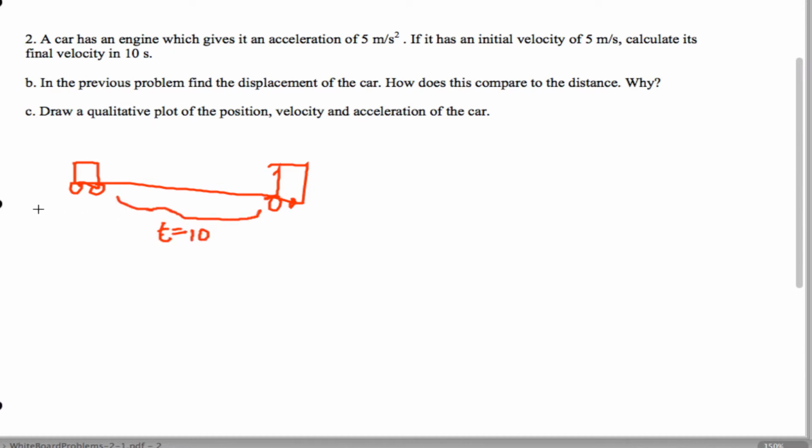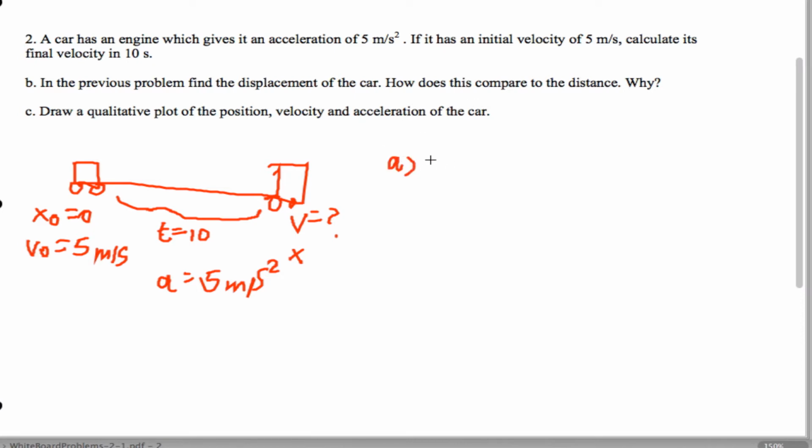It has an initial position of 0, an initial speed of 5 meters per second. We don't know its final velocity, and we don't know its final position. We do know it has an acceleration of 5 meters per second squared. So we want to calculate its final velocity in 10 seconds.